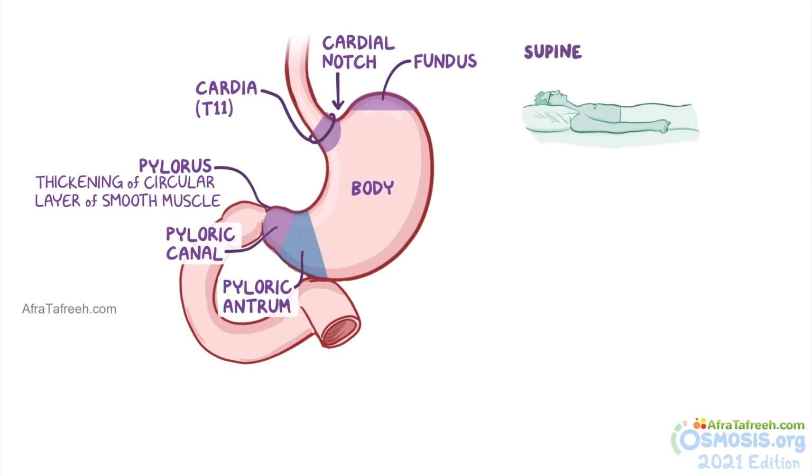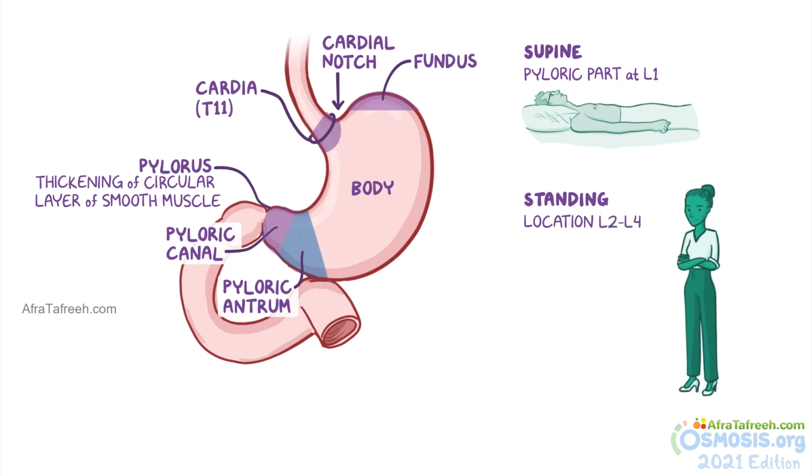In a supine position, the pyloric part is located at the level of the transpyloric plane, located at the L1 vertebra midway between the jugular notch superiorly and the pubic crest inferiorly, while in a standing position, its location varies from the L2 through L4 vertebra.